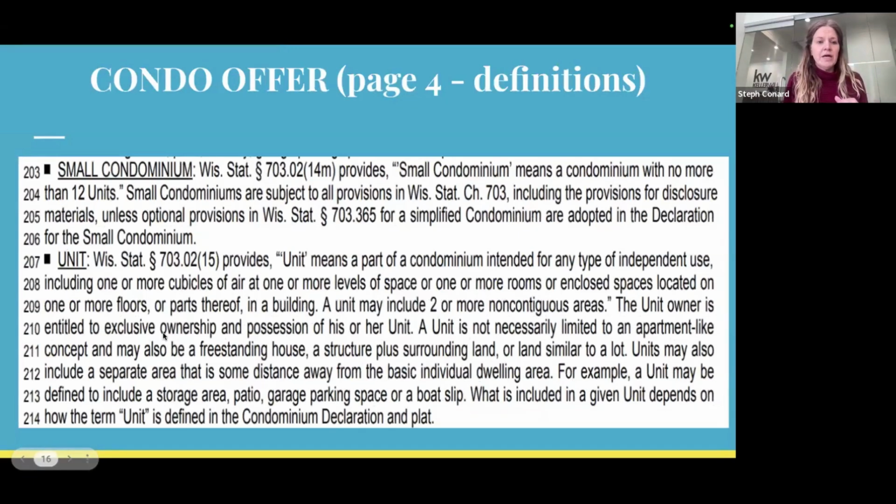And then continuing on, a small condominium. So this is what Joan was alluding to earlier in terms of the executive summary. A small condo means a condo with no more than 12 units, and they are exempt from having to provide that executive summary. But an executive summary might still be a part of it. It's not required by law where it is with any association of 12 units or above.